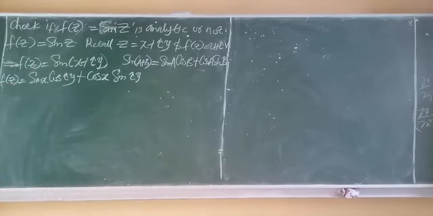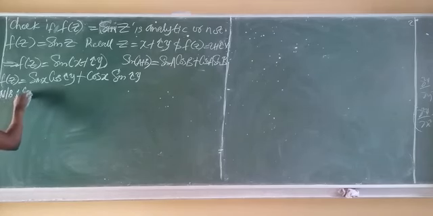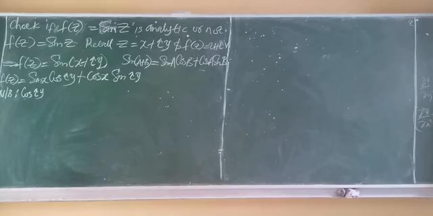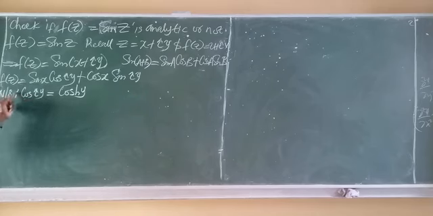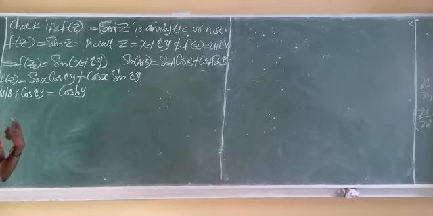Alright, please, something very interesting here for you to note. Whenever I find the cosine of an imaginary argument, cos i y, it gives me a hyperbolic cosine, cosh y. So cos i y simply gives me cosh y. Whereas if I find the sine of an imaginary argument, it gives me an imaginary hyperbolic sine.